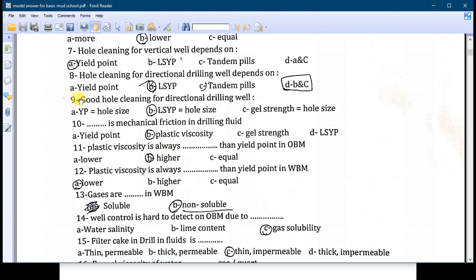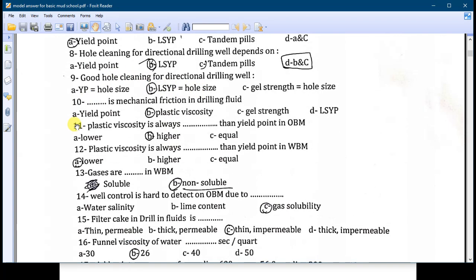Number 9, good hole cleaning for directional drilling of the well depends on the yield point equal to hole size, or low shear yield point, or what is known as Z factor equal to hole size, or the gel strength equal to hole size. Actually, the best answer is number B. The low shear yield point must equal the hole size.